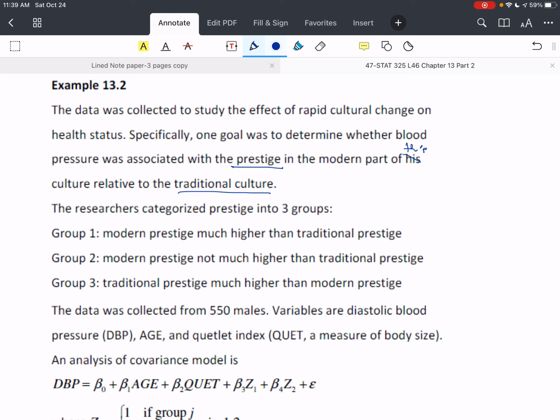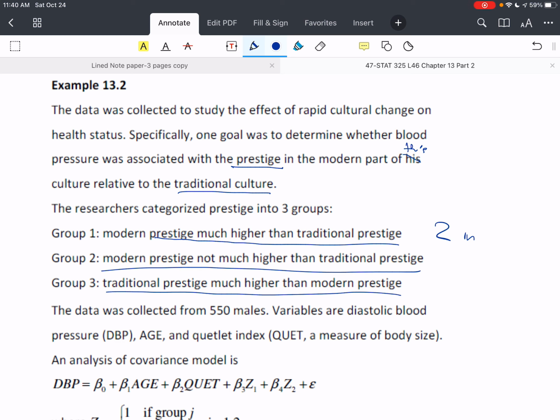So here's how the researchers categorize prestige. Group one was modern prestige much higher than traditional prestige. This is their opinion, so when you're answering this survey, you say, yeah, I'm in group one or I'm in group two, that the modern prestige is not much higher than the traditional prestige. And three, traditional prestige is much higher than modern prestige. So we have three groups, so we need two indicator or dummy variables. The data was collected from 550 males, so N is equal to 550.